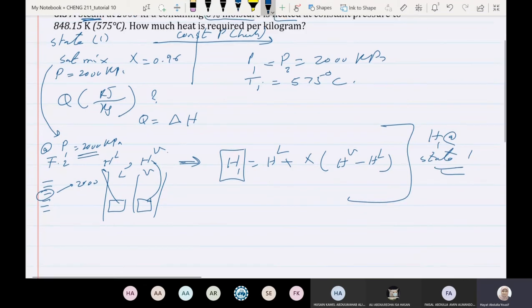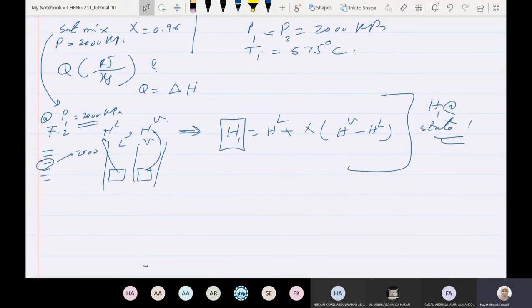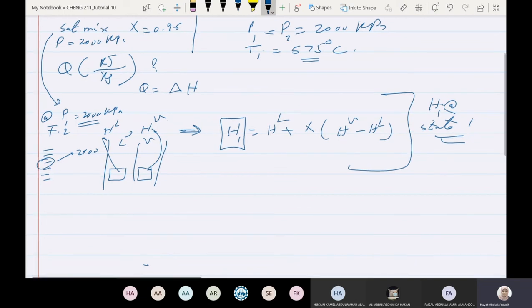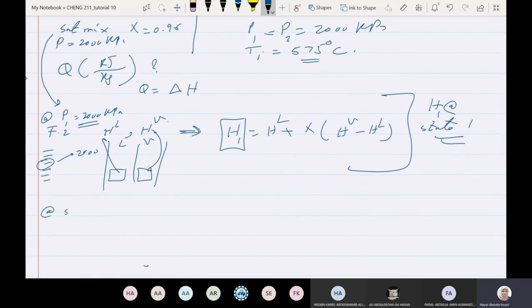Okay, to get H at state 2, again, I have both properties. What I advise you to do, here you have 575 degrees C. Probably if you can get this from table F1, fine, otherwise go to table F2. And then here I would just go to state 2. Okay, P2 is equal to 2000. Try to see whether it is superheated or saturated and find the value.